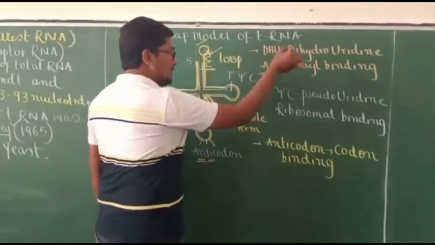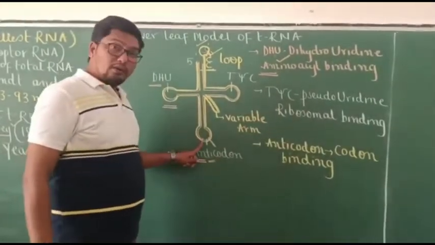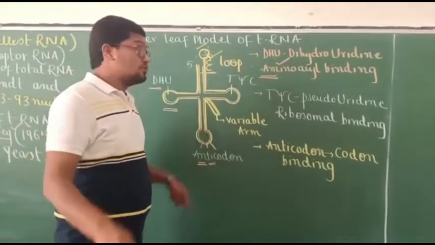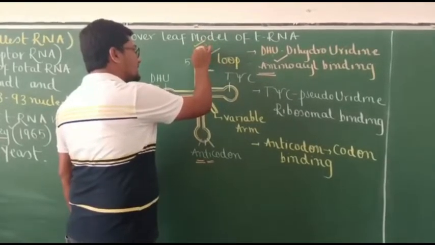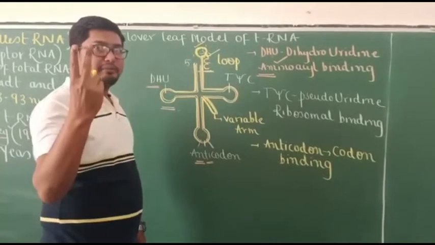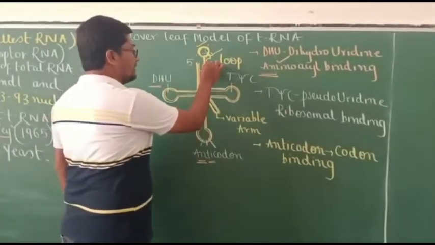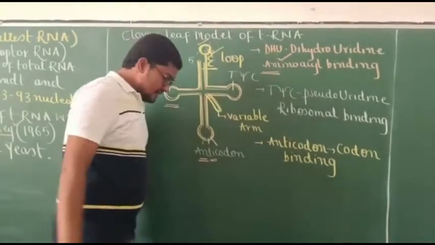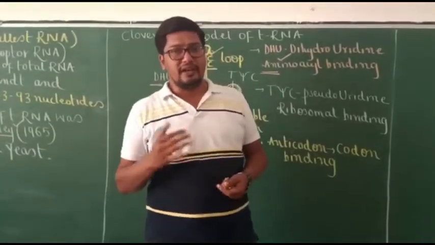DHU, amino acyl binding arm; T-Psi-C, ribosomal binding arm; anticodon, codon binding arm. And amino acid always binds to what? Amino acid always binds to the 3' end of the tRNA molecule. At the 3' end, what is present? Three unpaired nucleotides are present. What is the sequence of these three unpaired nucleotides? That is CCA. So this is all about the detailed structure of tRNA, that is transfer RNA.